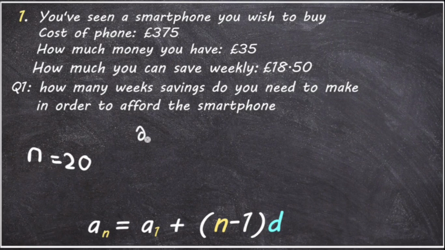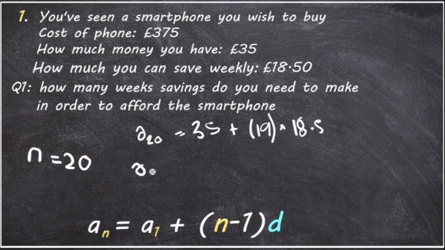So n equals 20, so we have a sub 20 equals, well, a1 we know to be 35, plus n minus 1, well, n is 20, so that's 19, times the difference, which is 18.5. If you run that through your calculator, you will get that the term a sub 20 equals 386.5, which is £386.50. But that is equivalent to £35 plus 19 payments of £18.50, which means that the answer to how many weeks savings you have to make is 19 weeks.